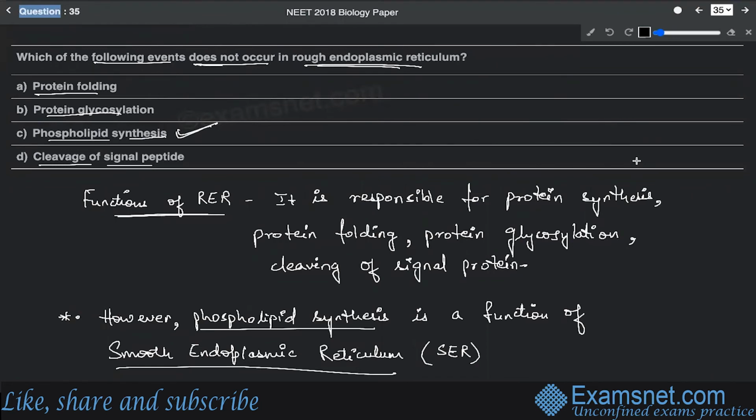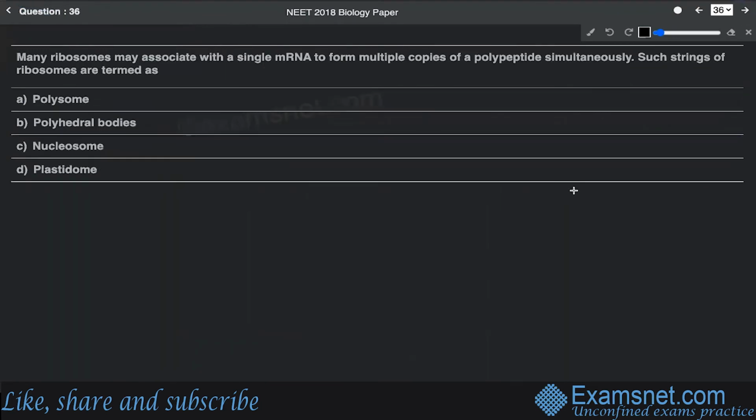Now, question number 36 says that many ribosomes may associate with a single mRNA to form multiple copies of a polypeptide simultaneously. Such strings of ribosomes are termed as. This is a definition kind of question. So whether it is called polysome, polyhedral bodies, nucleosome, or plastidome.